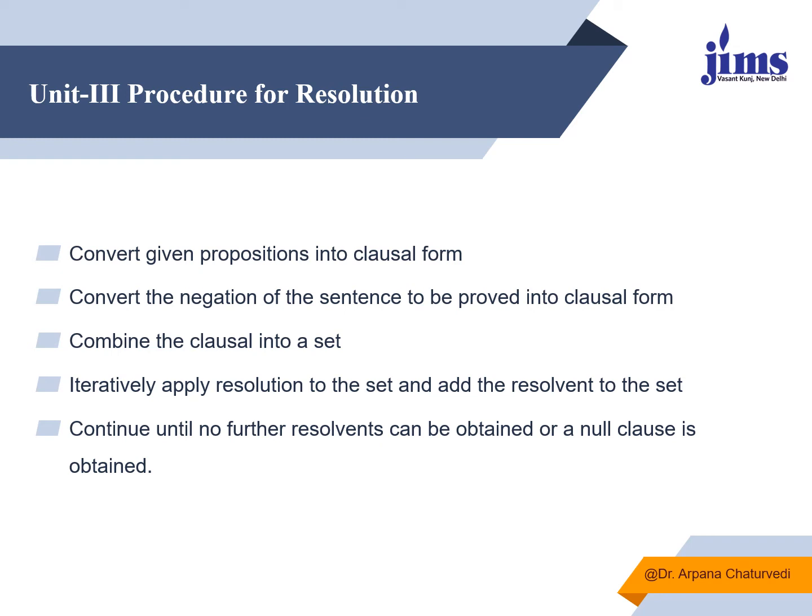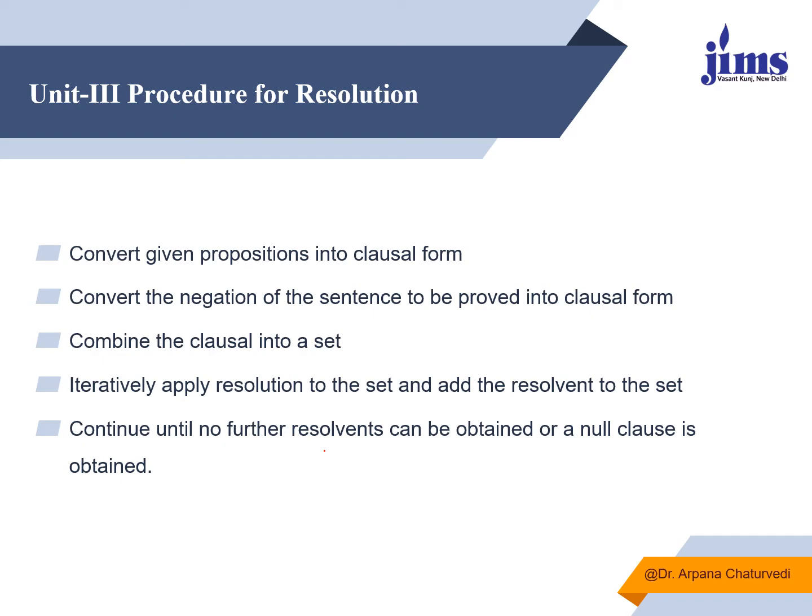To conclude what we have used: we have first of all converted the given propositions into clausal form, then converted the negative of the sentence to be proved into clausal form. Then we combined all the given clauses together as a set. Then we keep on iterating, applying resolution to the set and adding the resolvent. We keep on doing this till we obtain the null clause. As we have achieved the null clause, it means that whatever we have supposed, the opposite of that is true, and we have proved it. So these are the steps which we have used.